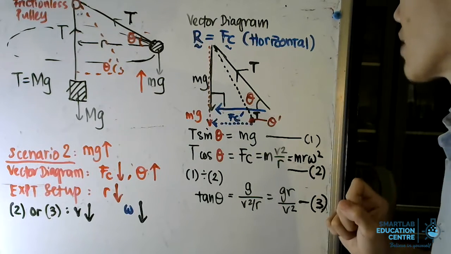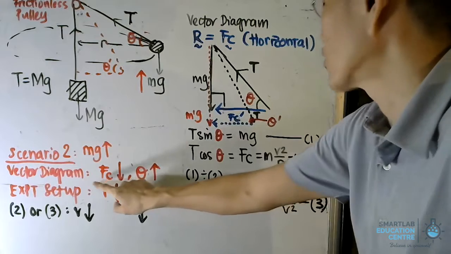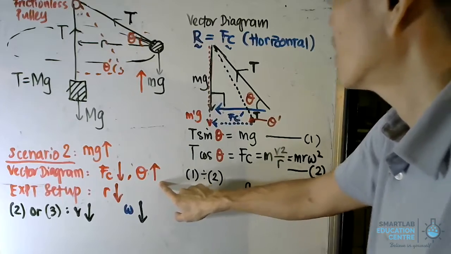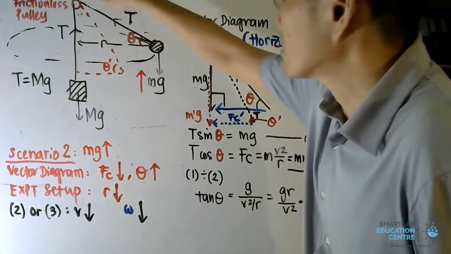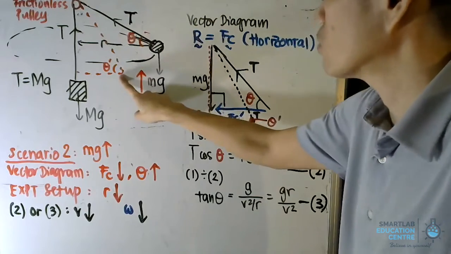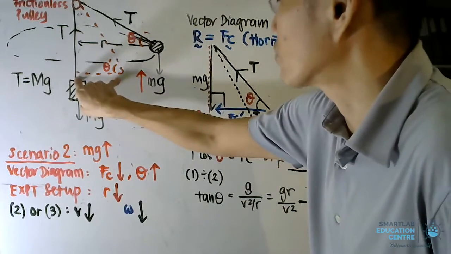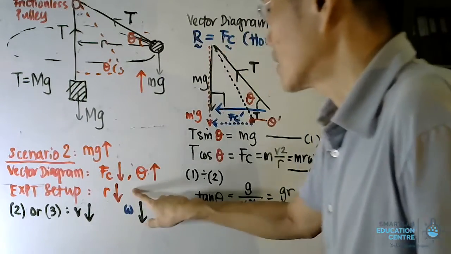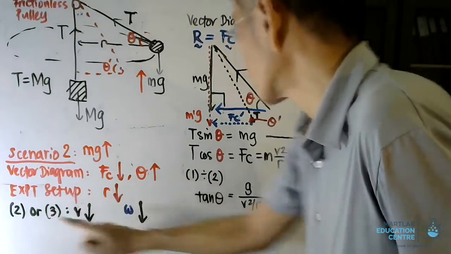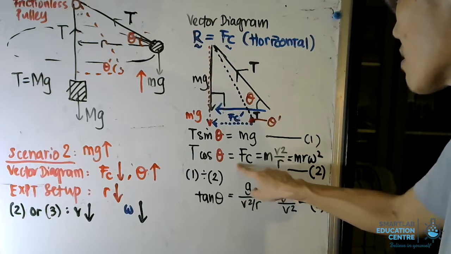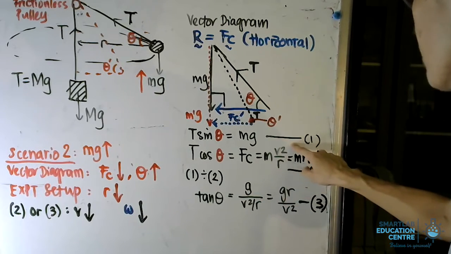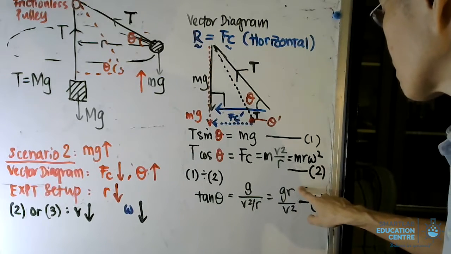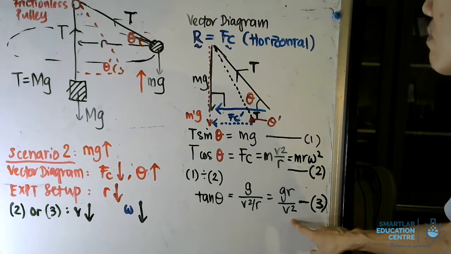So the conclusion from the vector diagram is that the centripetal force has now decreased and the angle has increased from theta to theta prime. So the angle theta has increased. So looking at the experimental setup, in order for the angle theta to increase, the ball will now actually be at this position, which means the radius of your circular motion would have decreased. And in the same way that we analyzed for the earlier scenario, if you look at equations 2 and 3, if your Fc decreases, your R decreases, then your V must decrease. If your theta increases, your R decreases, then your V must also decrease.